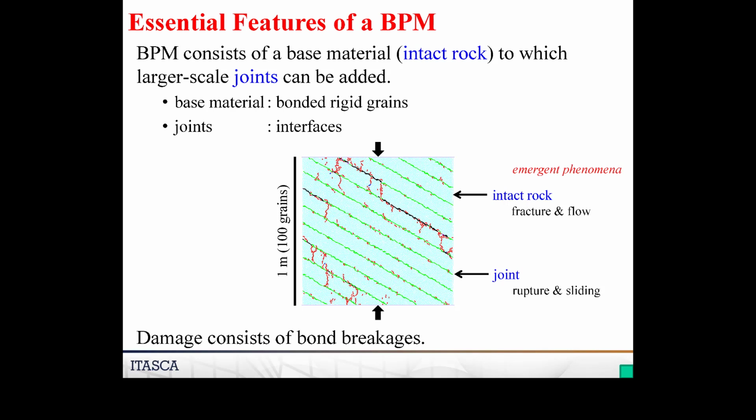And so what we've got then is, again, this bonded rigid grains, which is the base material. We have joints, which are the interfaces. So we can have the intact rock part breaking apart. We can have the joints rupturing and sliding.